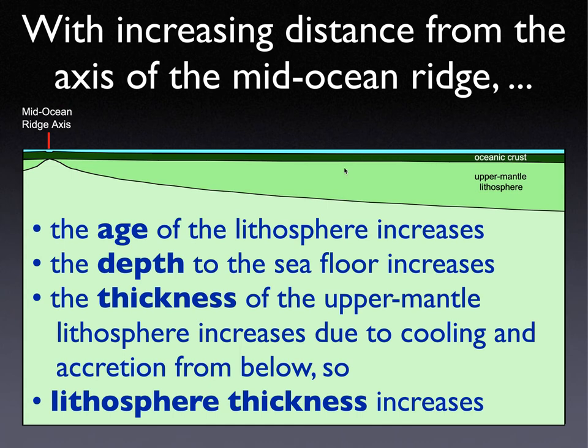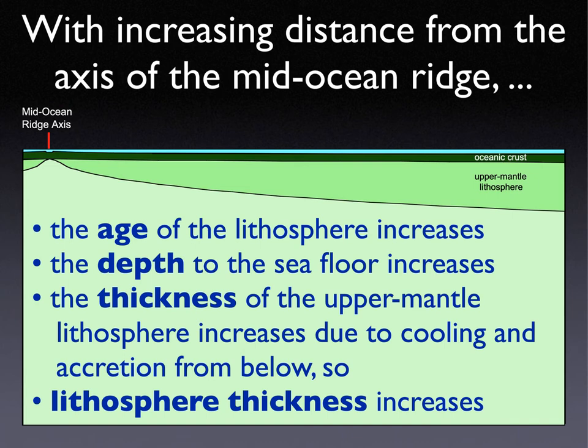So over here, we're looking at lithosphere that was at a mid-ocean ridge maybe millions of years ago, and now it has drifted away. The depth to the seafloor increases. So along mid-ocean ridge axes, the operative word here being ridge, it is shallower than away from the ridge axis. It gets deeper and deeper and deeper, and the deepest parts of the oceans are the oceanic trenches. The thickness of the upper mantle lithosphere increases due to cooling and accretion from below. So the thinnest lithosphere is right at the mid-ocean ridge, and it gets thicker and thicker as you get off to a distance away from the ridge. And because the thickness of the upper mantle lithosphere increases, the thickness of the entire lithosphere increases away from the ridge.